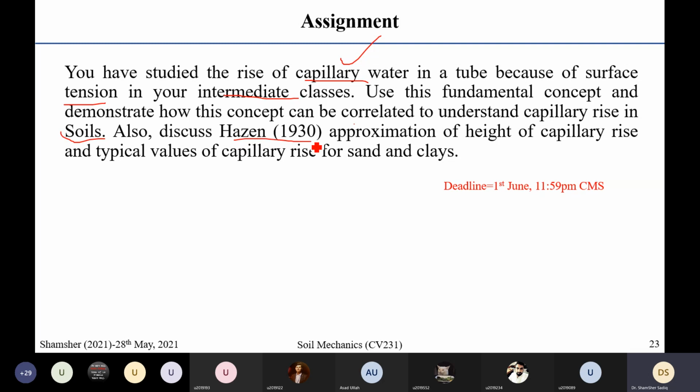And there is Hazen 1930, the approximate height of the capillary rise, and the typical value of the capillary rise for sand and clay. So you have to learn and summarize and submit an assignment. You can look into Google, you can look into YouTube, you can look into Das's book to understand it.